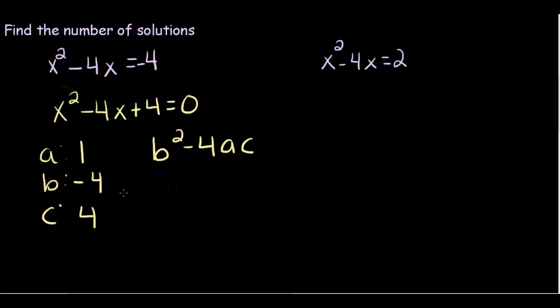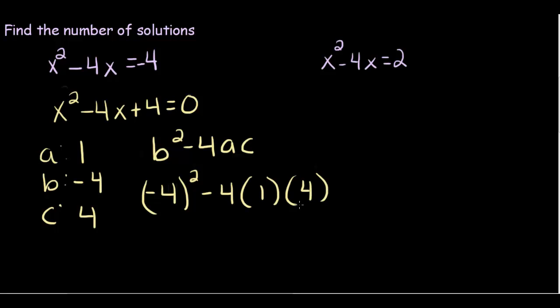So b is -4, so -4 squared minus 4 times a, which is 1, times c, which is 4. Let's see what we get. Negative 4 times negative 4, that's going to be 16. Negative 4 times 1, negative 4. Negative 4 times 4 is negative 16. Negative 16 equals negative 16.